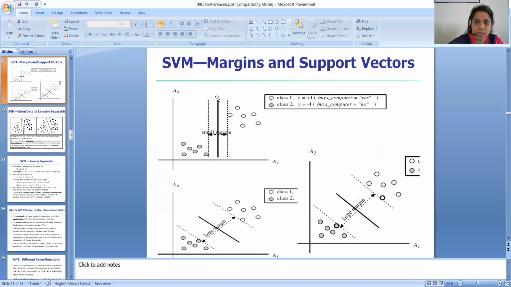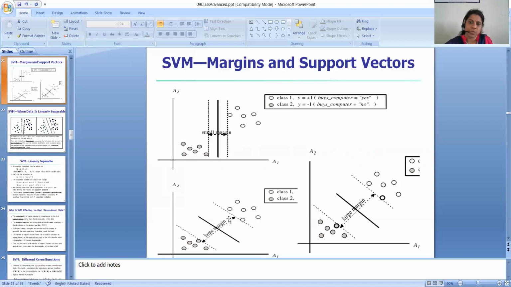Now if I draw the hyperplane in this way, this is the support vector. For this line, this point is the support vector, and for this line, this is the support vector. But if I draw with respect to those two support vectors, the margin is very small. Right, the margin is very small.